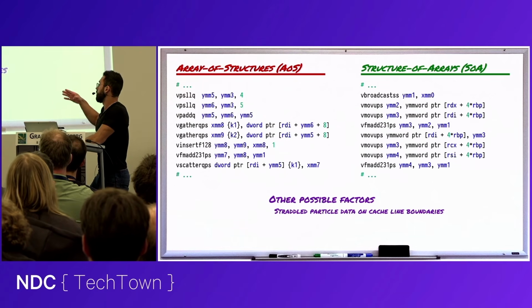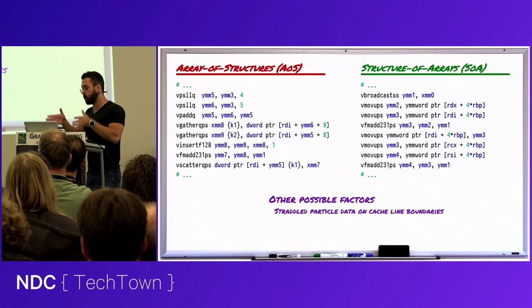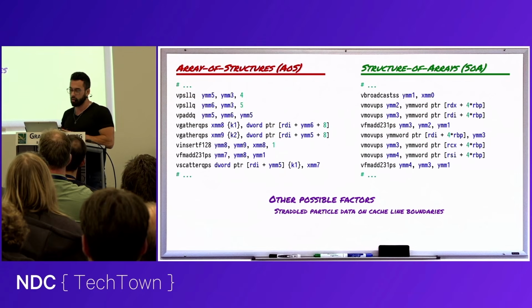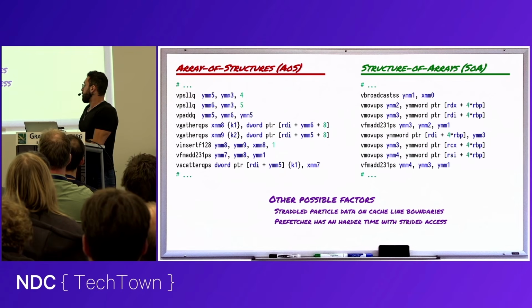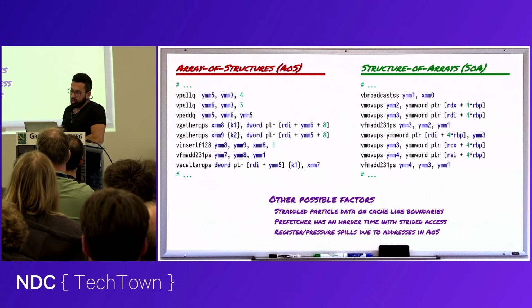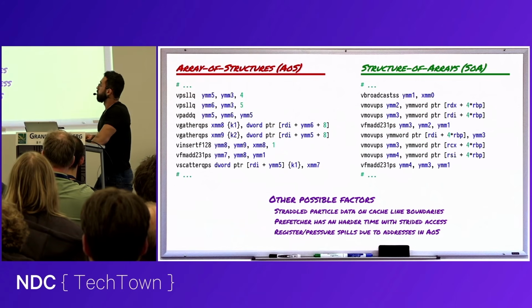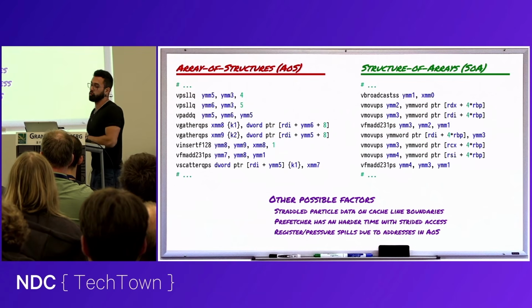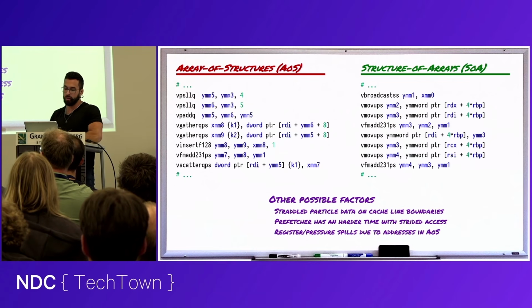Some particles in AOS might end up being on the boundary between 2 cache lines, so the compiler might have to read multiple cache lines to get the work done. The prefetcher usually has a harder time if you have strided access. That's much more predictable. And you might have a few extra register pressure because of the gathering and scattering there that needs some extra registers to store those addresses. But I think this explains the performance difference.